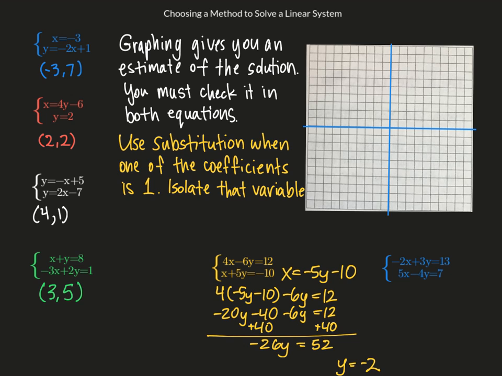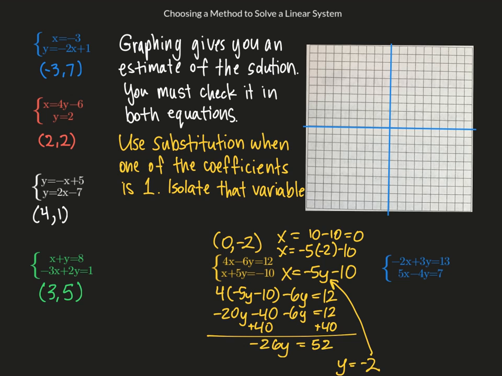Now I plug that back in to the y. So x equals negative 5 times negative 2 minus 10. Yes, that equals 10 minus 10, or 0. So we see that the solution for this one is (0, negative 2). And if you were to graph it, you would see that.